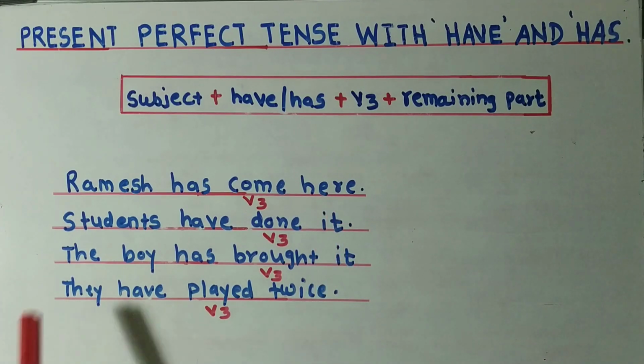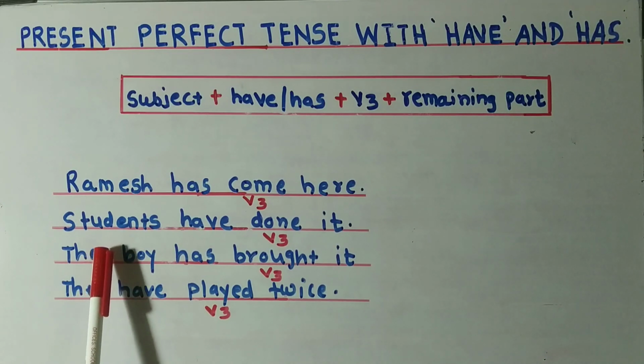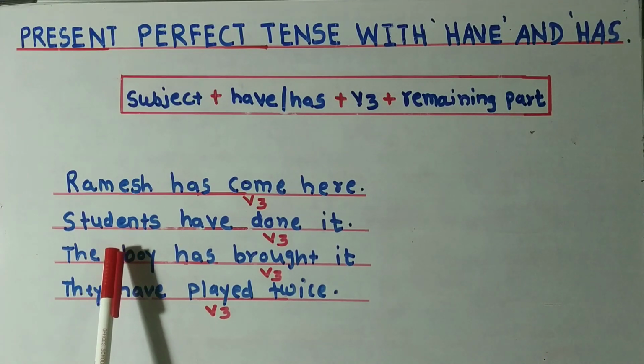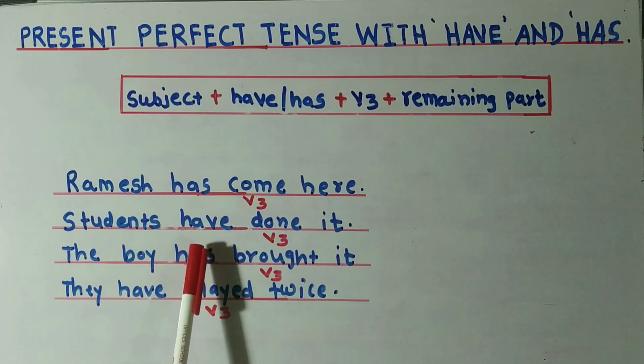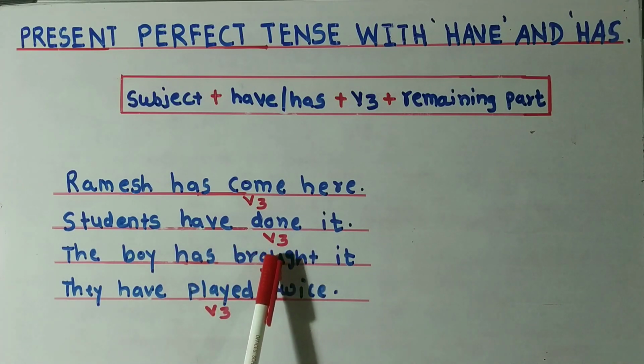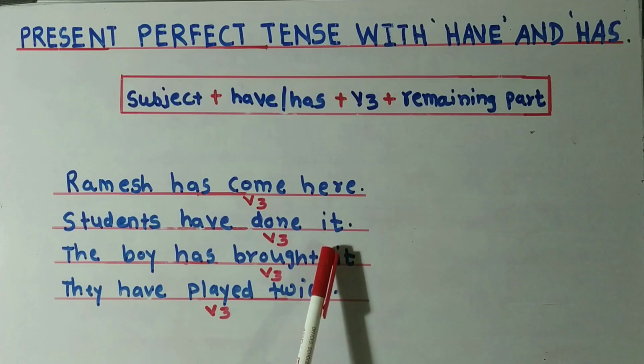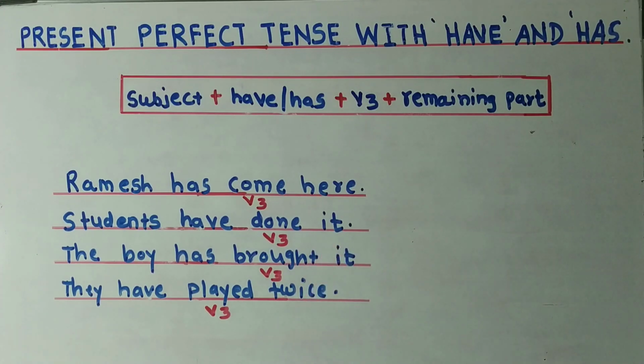Next example, students have done it. In this example, the subject of the sentence is plural, and when the subject of the sentence is plural, we have to make use of word have, and then we have placed here V3 form of the verb, and then the remaining part of the sentence is put, that is word it.